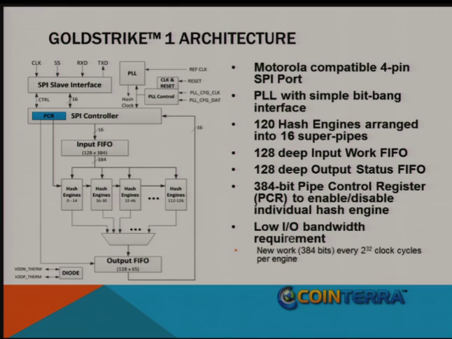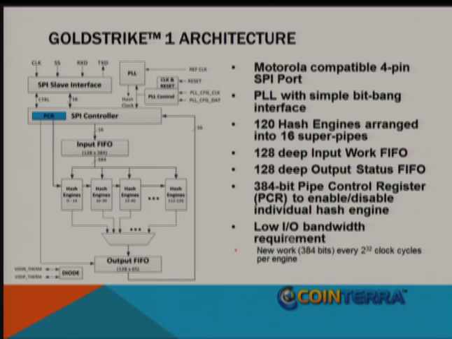So let me now switch gears and actually go into the architecture of the Goldstrike processor. The chip consists of 120 hash engines. Each hash engine is solving a different problem. So at any given instant of time, there are 120 different problems being solved.